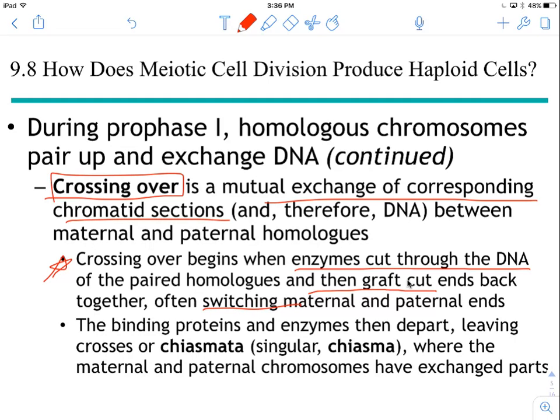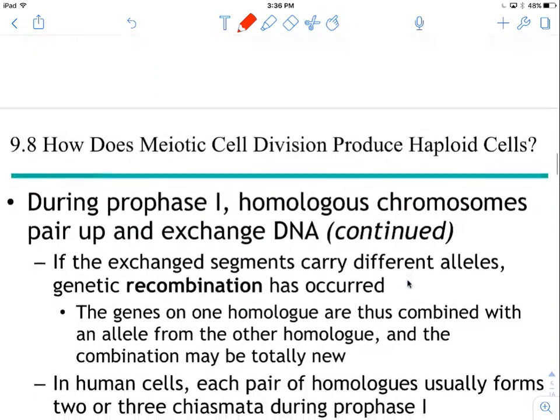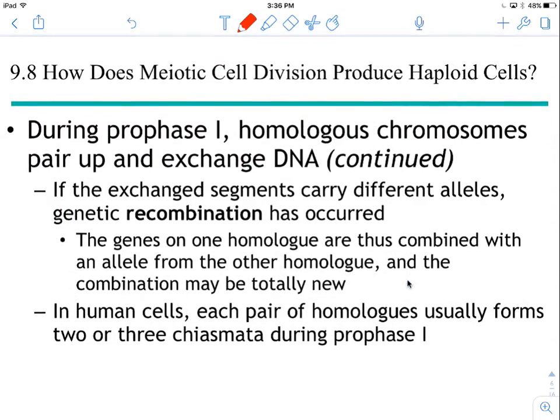The proteins that were holding the chromosomes together then depart, but the chromosomes kind of stay stuck together where the crossing over happened, and this kind of forms a little X, and the Greek letter X is chi, and so these are called chiasmata. Okay, and this is where the crossing over occurred. We're going to see a picture in a second. It'll make much more sense.